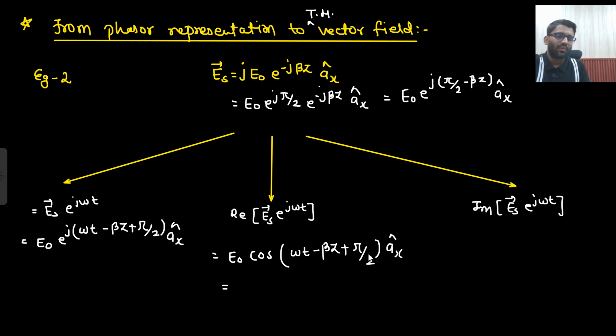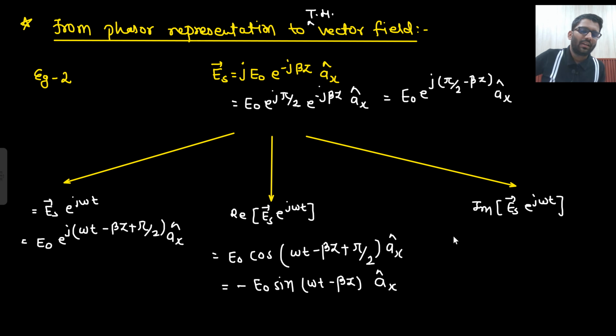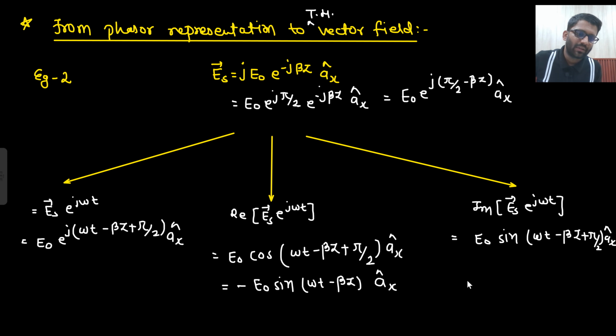And what is cos pi by 2 plus theta? In the second quadrant you are going, so minus E naught sine omega t minus beta z Ax cap. So this function you can get. Another function you can get, you need to take the imaginary part of that. So E naught sine omega t minus beta z plus pi by 2 Ax cap. So what you are going to get? E naught cos omega t.